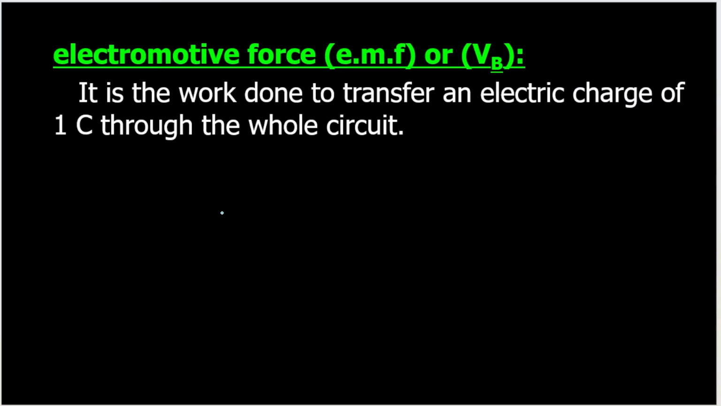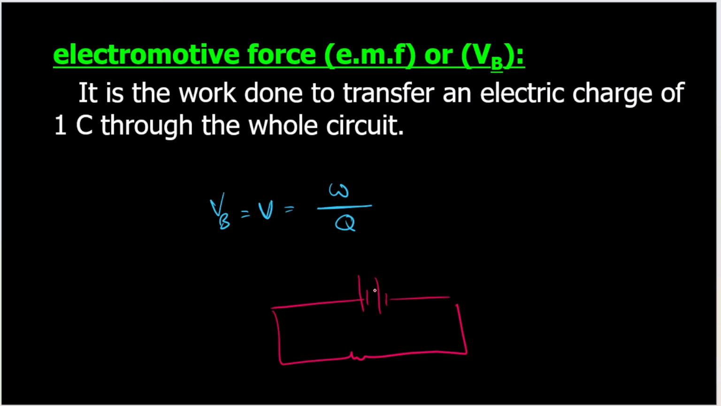What's meant by electromotive force? Electromotive force is also a potential difference. So it is also the work done over quantity of charge, but this is the work done by the battery. So the electromotive force is the work done by the battery to transfer a quantity of charge of 1 coulomb through the whole circuit and inside the battery as well.